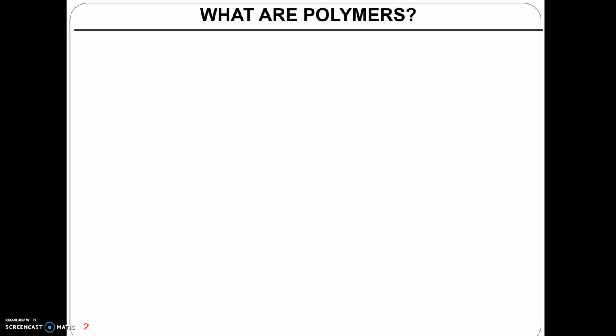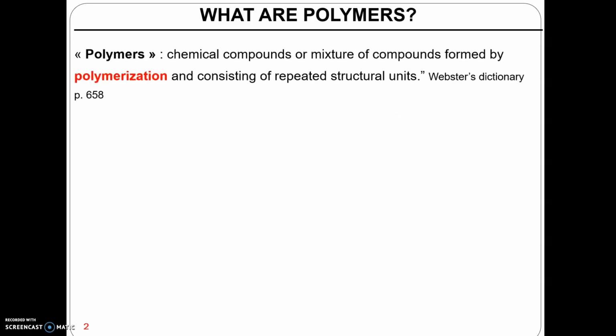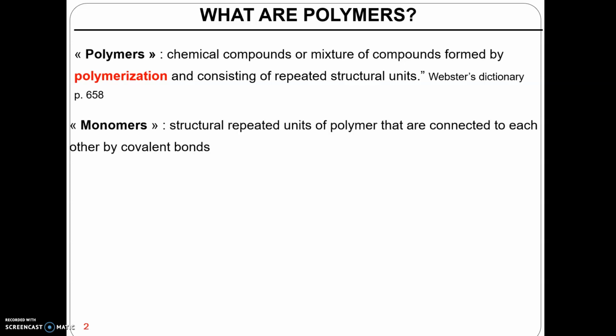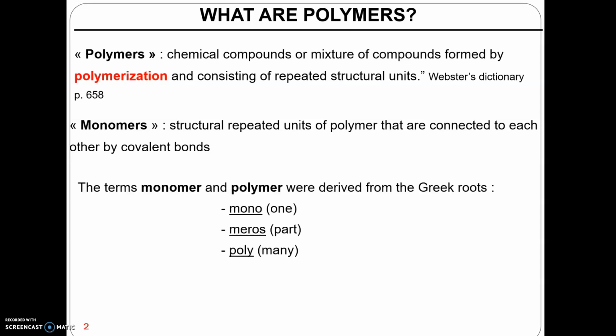So what are polymers? Polymers are chemical compounds or mixture of compounds formed by polymerization and consisting of many repeated structural units. These repeated structural units are the monomer, which are connected to each other by covalent bonds, forming the polymers. Both the terms monomer and polymer are derived from classical Greek roots, where mono means one, meros means part, and poly means many.